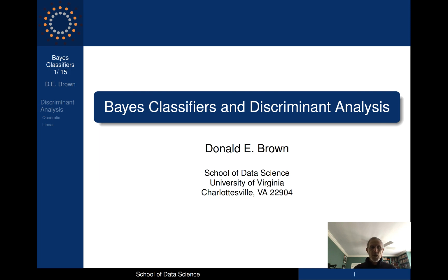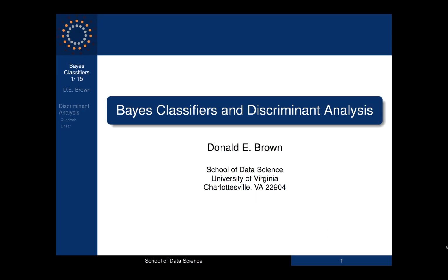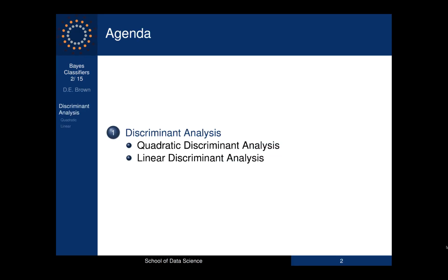With the foundation that we gained in the last video lecture on statistical decision theory, we now have the foundation we need to start solving some real problems. And we'll do this using what are known as Bayes classifiers. They're also called discriminant analyzers, or it's called discriminant analysis for historical reasons, because we discriminate one class from another. Okay, we're going to look at two types of discriminant analyses, quadratic and linear.